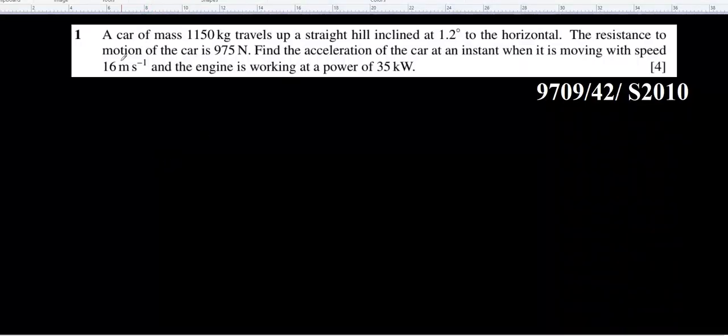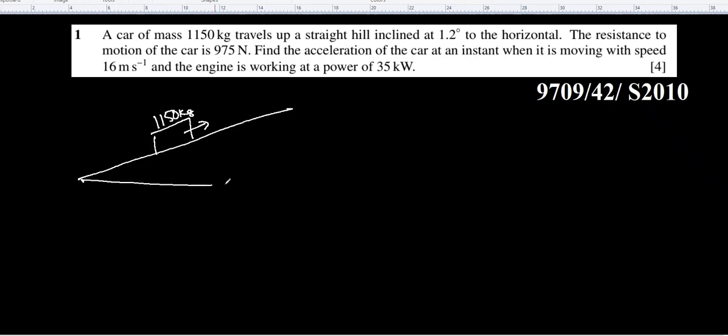In this question number 1, we have been given this information. There is a car which has a mass of 1150 kg. It is moving up a hill, and the angle of the hill is 1.2 degrees to the horizontal. So this is horizontal. The resistance to the motion is 975 Newton.